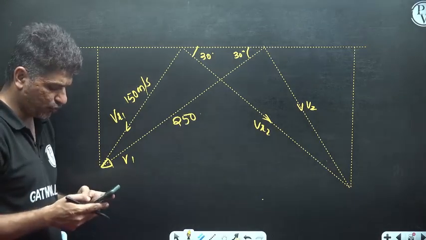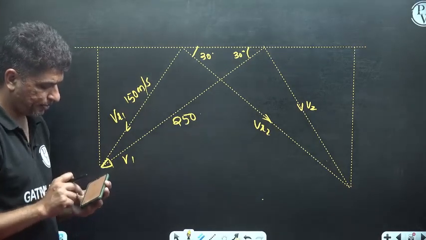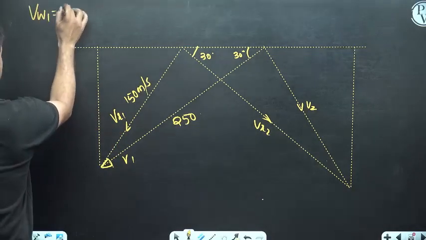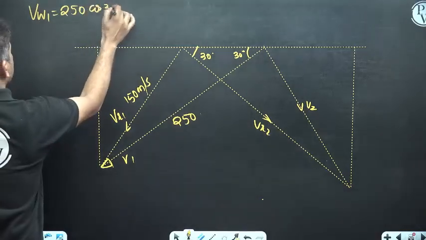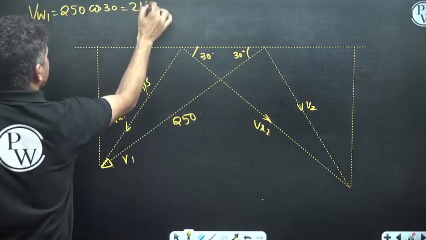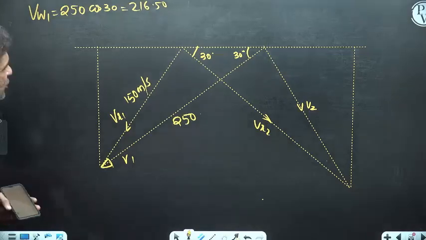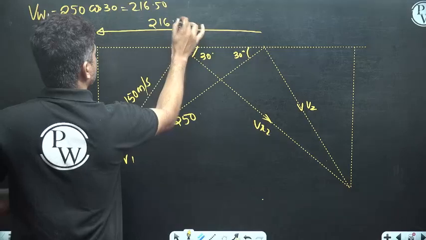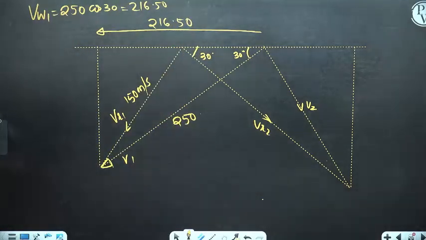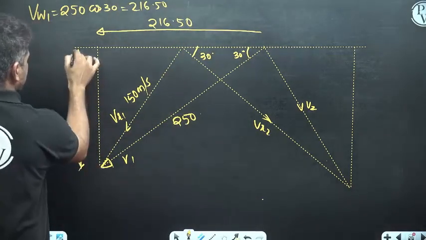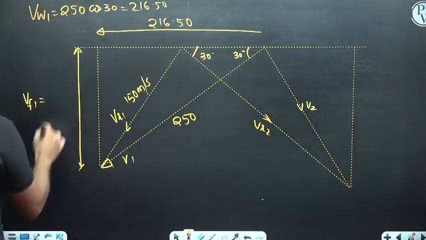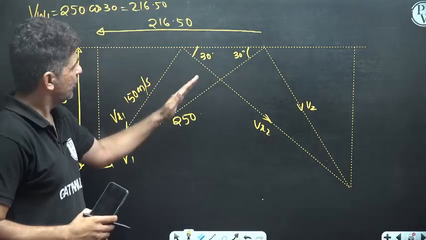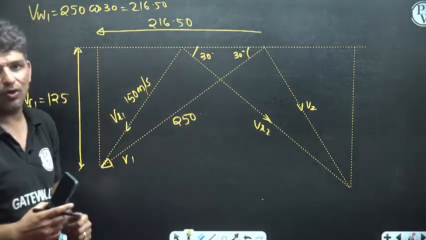So VW1 is 250 multiplied by cos of 30. So this is 216.50. So VW1 is equal to 250 cos of 30, that is equal to 216.50. Is it clear? Also you can calculate VF1. So this is your VF1. This will be equal to 125 meter per second, because 250 sin 30. 250 cos 30, 250 sin 30. So this is your 125.